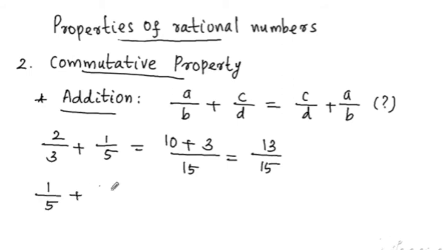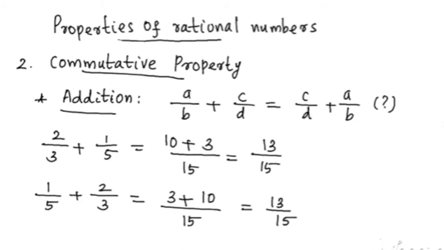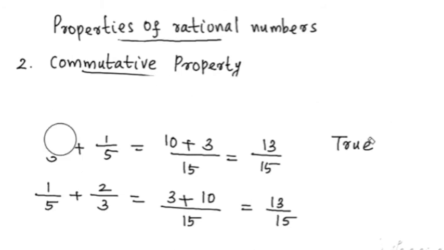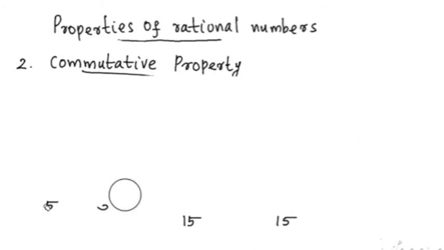Similarly, consider 1 by 5 plus 2 by 3. So 1 times 3 is 3, plus 2 times 5 is 10, divided by 5 times 3, which is equal to 15. So you will obtain the solution as 13 by 15. You can see both of them are the same. That means the commutative property is true in case of addition. Okay, now let's look at the second operation, that is subtraction. Similarly, we have to take any two rational numbers and verify.